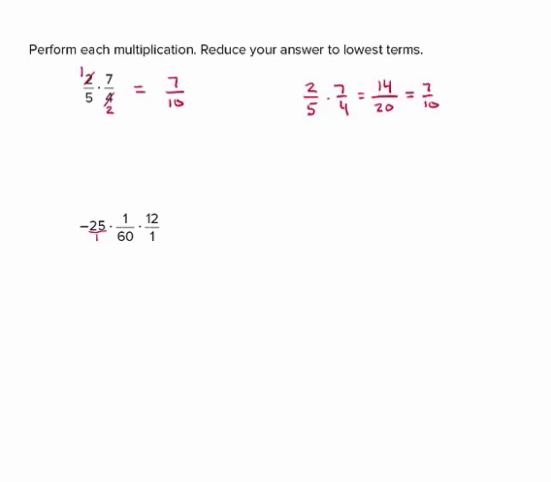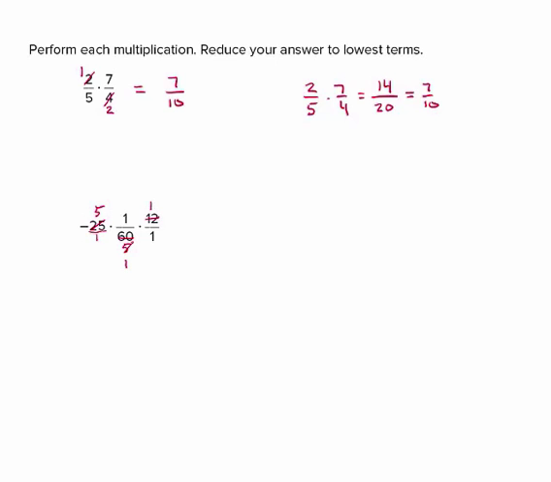If we look at any common factors that we would have, 60 is divisible by 12 5 times, so the 60 we could divide by 12 and get a 5, and divide that 12 by 12 and get a 1. And then we look at the 25 and 5, and there's another common factor of 5, so that could divide by 5 and get a 1, divide that by 5, get a 5.